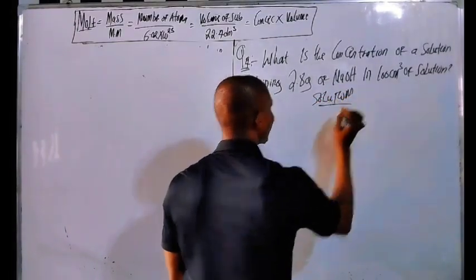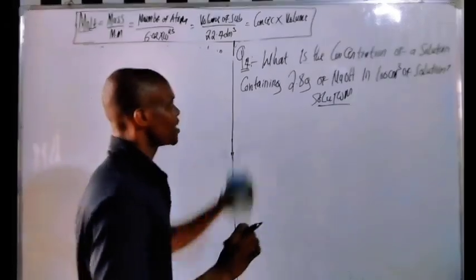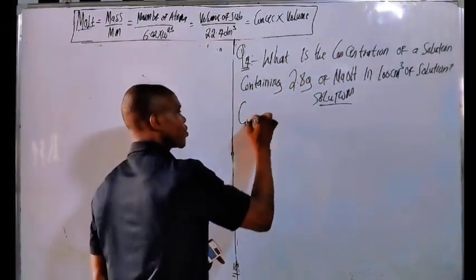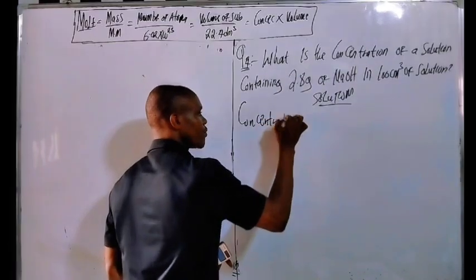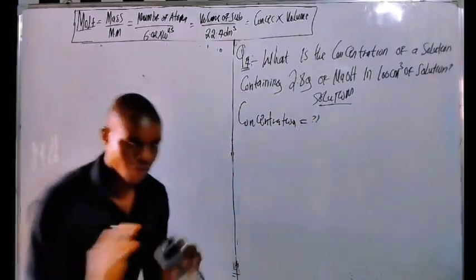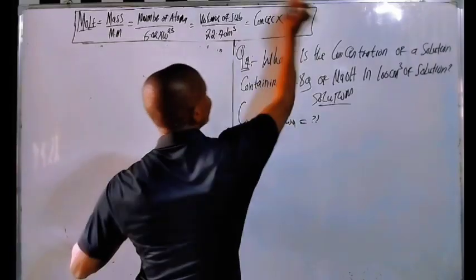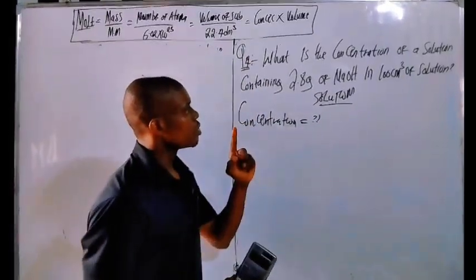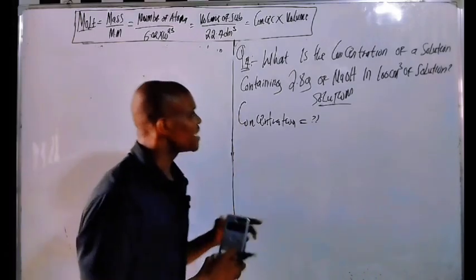Solution. The first thing we want to do here is to write out all the parameters. What is the concentration? So concentration is what you are looking for, which is called the molarity. Automatically, we are going to use this formula.